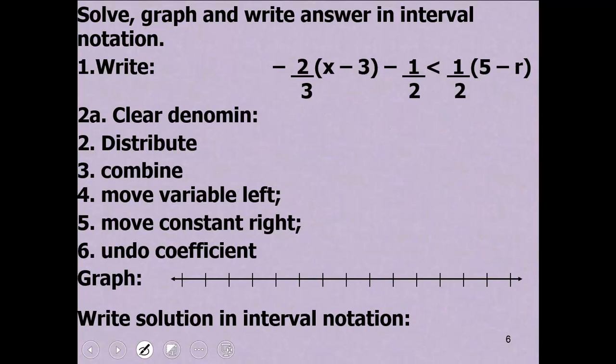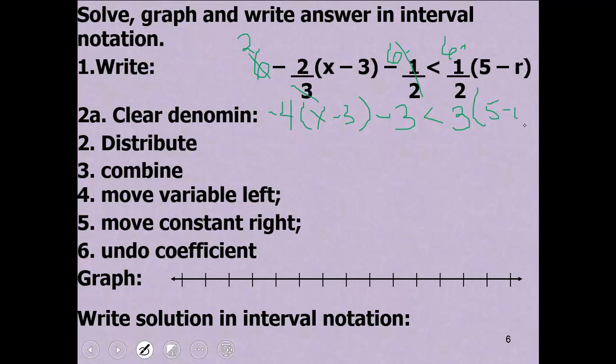The next one, let's clear this denominator first. All right, it'll make our life a whole lot easier. Common denominator is 6. Multiply every term by 6. So I'm going to multiply this term by 6, and this term by 6, and this term by 6. In this case, the 3 cancels into the 6 2 times, so I have 2 times negative 2. That gives me negative 4 in front of that grouping symbol. Now 6 times a half, that's 6 divided by 2, that becomes a 3, so that's minus 3. Again, I have 6 times a half, so that becomes a 3, times 5 minus x.